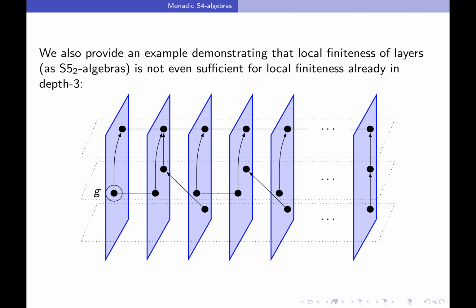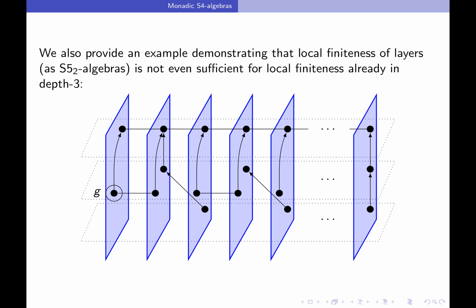What I do is I saturate with R inverse, so that picks up this point, and then saturate with E, and then subtract the top layer to pick up this point, and then saturate with R inverse again to pick up this point, and so on. So all of the layers here are locally finite, but this whole algebra fails to be locally finite. So basically the situation, even in MS4S2, already in depth 3, is very complicated. It doesn't come down to the layers at all.